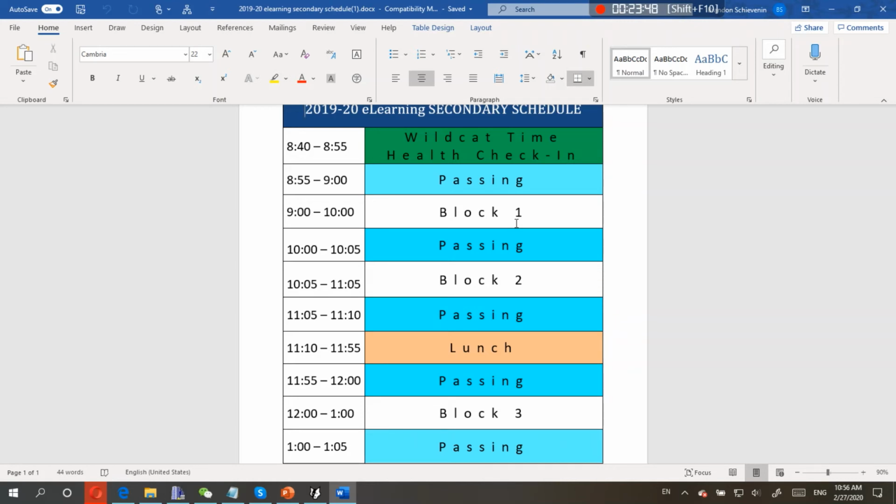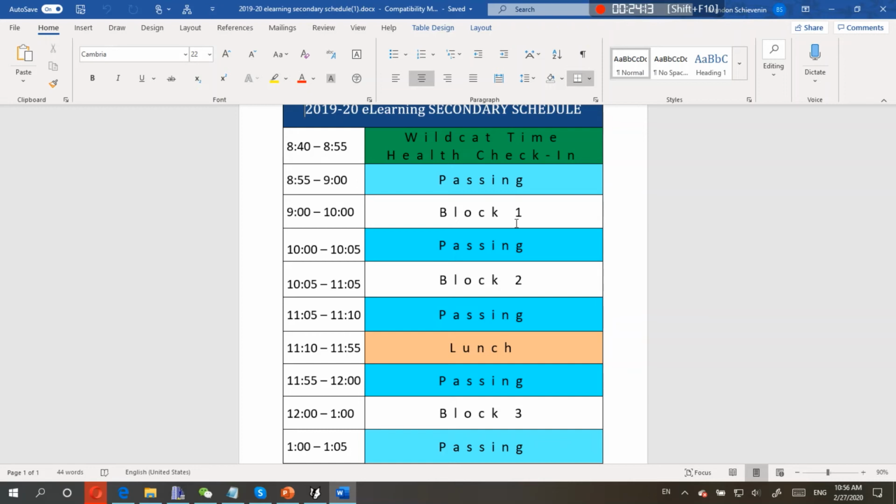Do we need Wildcat time? Wildcat time is a health check-in, but we're supposed to get the check-ins before 9 o'clock and then send those to Merck for attendance. So please make sure you give me your health status and location. And I'll try to remind everybody next week before 9 o'clock. Okay. Any questions about the schedule?